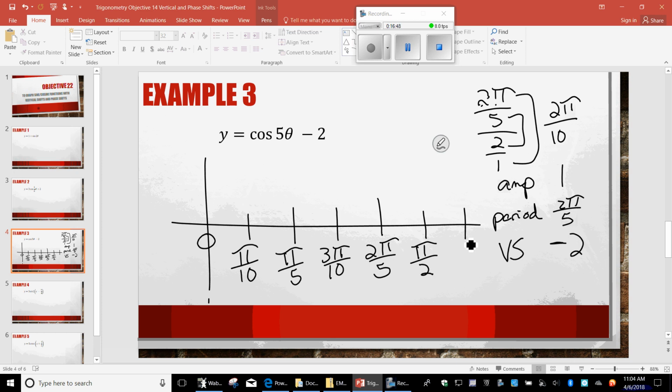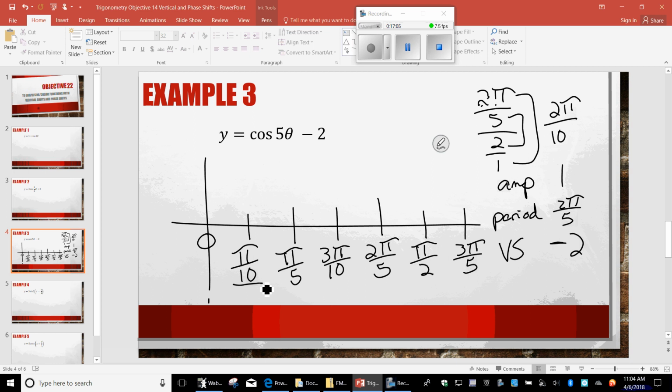What's the next one? It would be 6 pi's over 10, which reduces to 3 pi's over 5. You with me on that? Once you get this smallest increment, that's what you start counting by. Okay, that's what you start counting by.